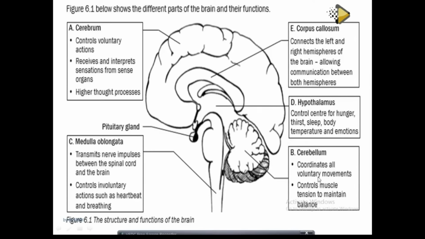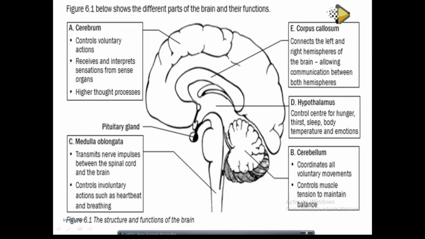Don't confuse voluntary actions, voluntary movements, and involuntary actions. Voluntary actions are actions you do on your own will. Involuntary actions are actions you do without your will. Voluntary movements are movements, and the cerebrum is just coordinating them, like walking and running. It also controls muscle tone and maintains balance.